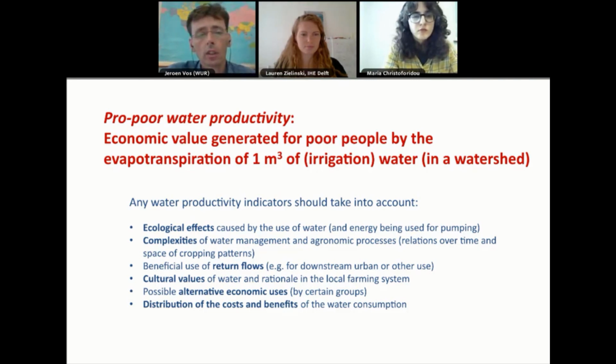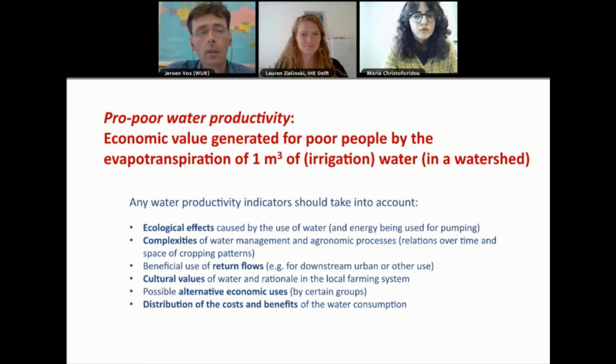So if you go to the economic numbers, it's also good to look outside agriculture. Agriculture is an important user of water, but sometimes the alternatives for using water, so the pro-poor water productivity, can be higher for water use outside agriculture. And also there it's important to see who actually benefits most. Is it poor people, or is it rich investors?